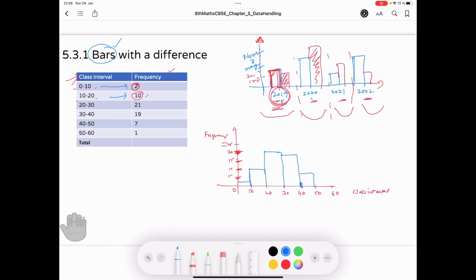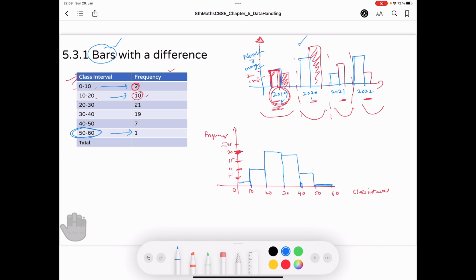Okay, and 50 to 60, only 1 student. Okay, these many marks, very high marks, have been received by only 1 student. Okay, so 1 is 1, something like this. Now observe one thing in this.